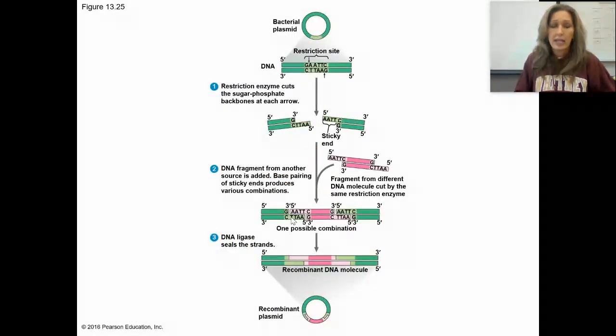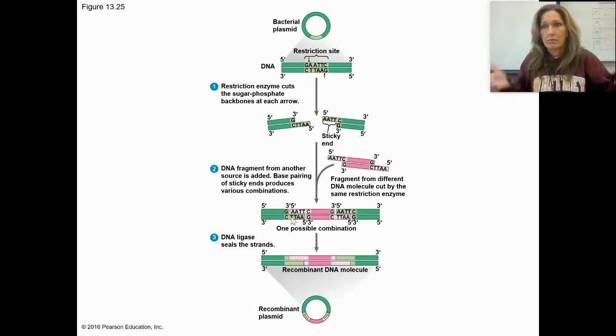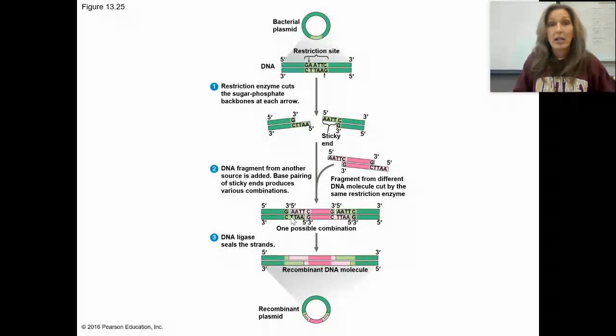Now, the basic thing that needs to happen in cloning DNA or making recombinant DNA is you have to be able to cut open the DNA. So this is where we need to understand restriction enzymes. A restriction enzyme is an enzyme that will actually cut DNA. Restriction enzymes are found in bacteria.